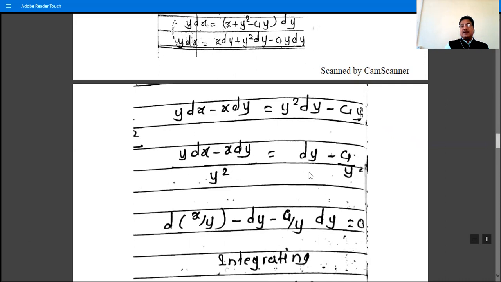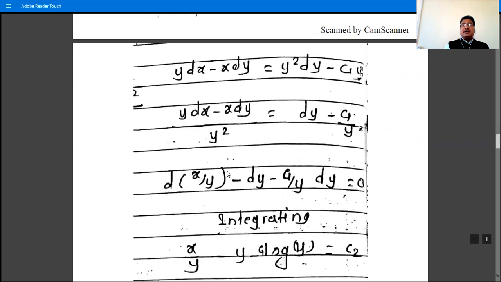So divide by y square: dy minus c1 y divided by y square is c1 by y dy, and y divided by y square is 1 by y dy. And then this is the derivative of x by y. What is the derivative of x by y? Using the u by v rule, y dx minus x dy divided by y square, minus dy plus c1 by y dy is equal to 0.